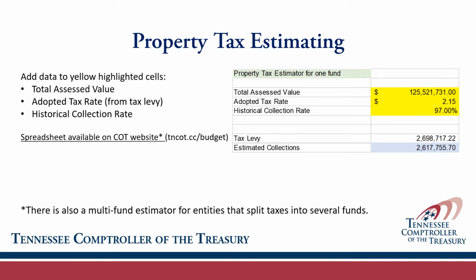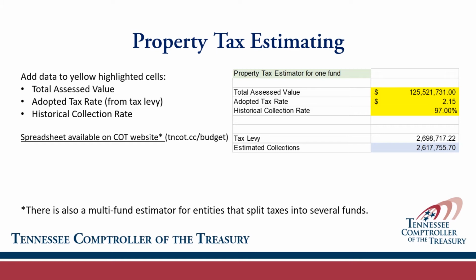So here, we entered the total assessed value as a whole number. So you can see it on the screen. It's $125,521,731. So there's your whole number. That is your tax base. Then we added the property tax rate, including decimal and cents. So in this hypothetical jurisdiction, it's $2.15.